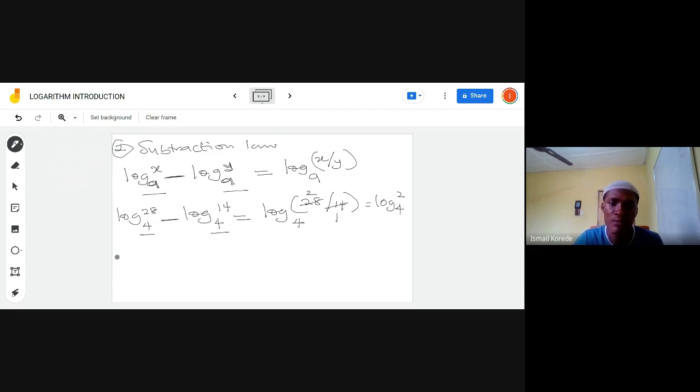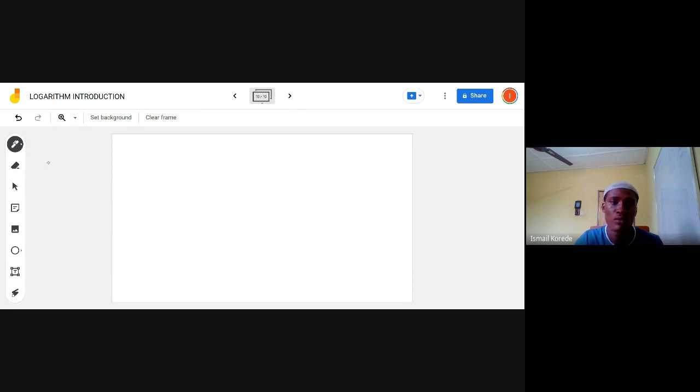Let's look at another example. I have log 6 base 2 minus log 3 base 2. We pick the log of the common base 2, and we do 6 divided by 3, which is 2. So we have log 2 base 2.